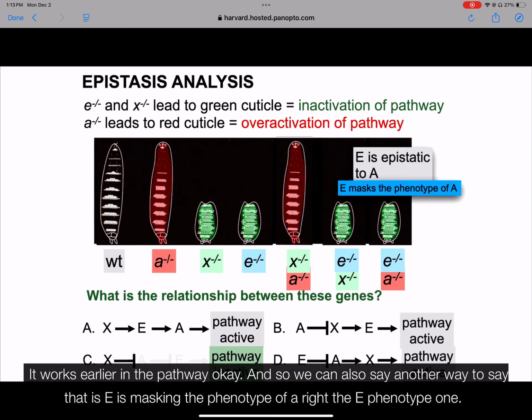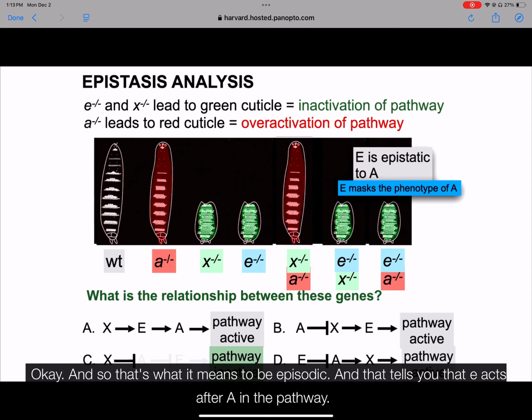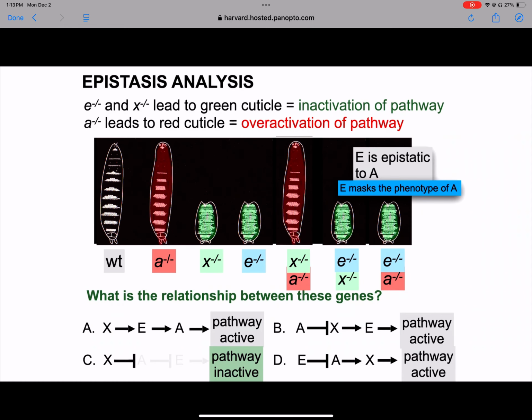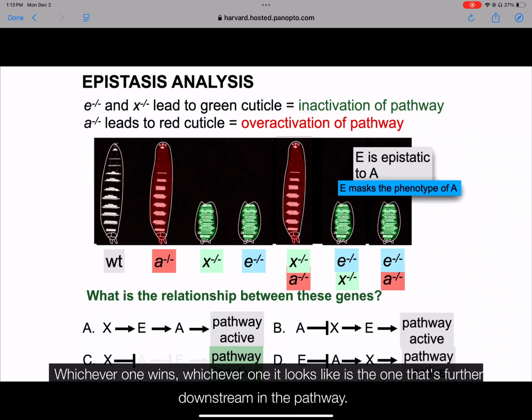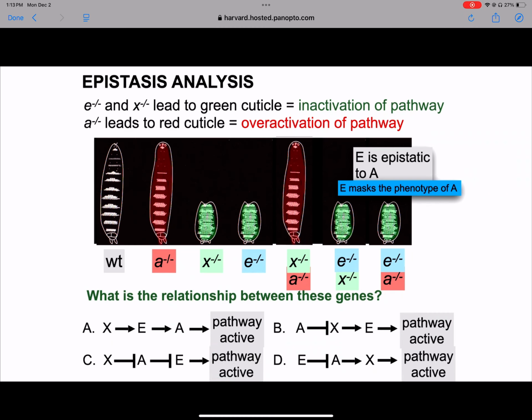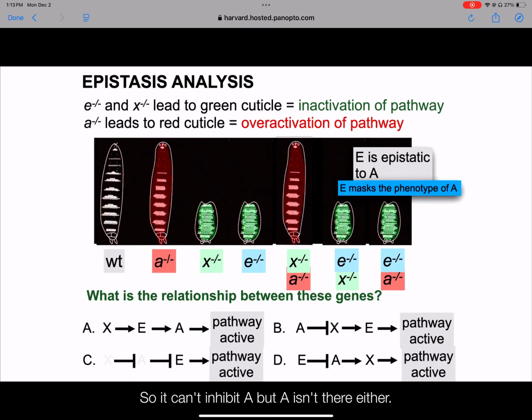Another way to say that is E is masking the phenotype of A. The E phenotype wins. That's what it means to be epistatic, and that tells you that E acts after A in the pathway. So when you have opposite phenotypes and you delete both of those, whichever one wins, whichever one it looks like, is the one that's further downstream in the pathway. And then the last one, if we look at removing X and A, we remove X, so it can't inhibit A, but A isn't there either. So A is not going to be able to inhibit E.